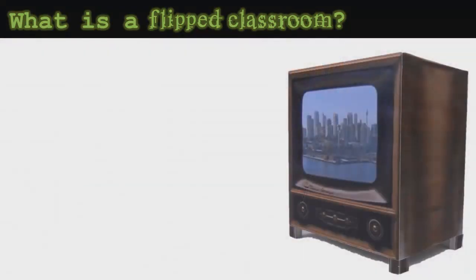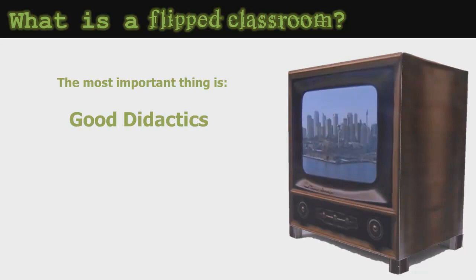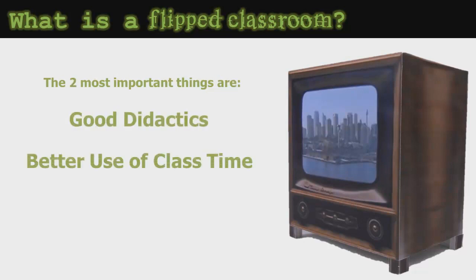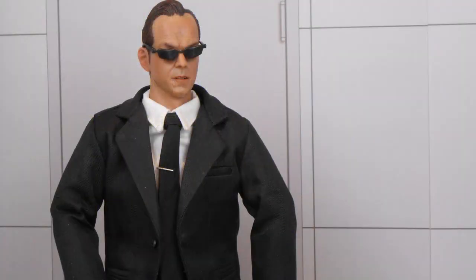We have to keep in mind that video is just a small part of flipping. No matter how a classroom is flipped, the most important thing is good didactics and better use of class time. The two most important things are good didactics, better use of class time, and ubiquitous access to content. The three! Well, you know. Nobody expects the Spanish Inquisition.